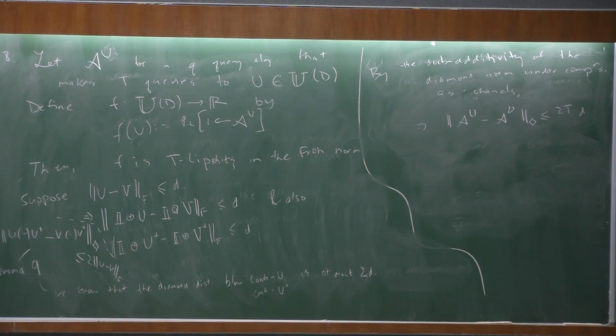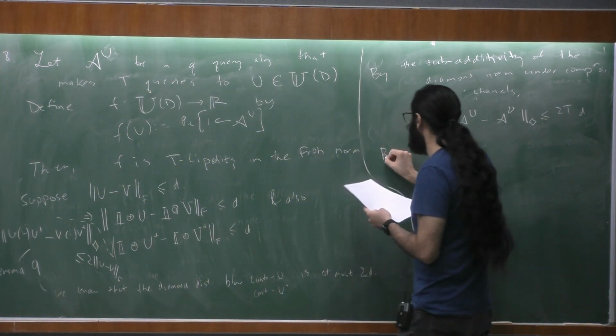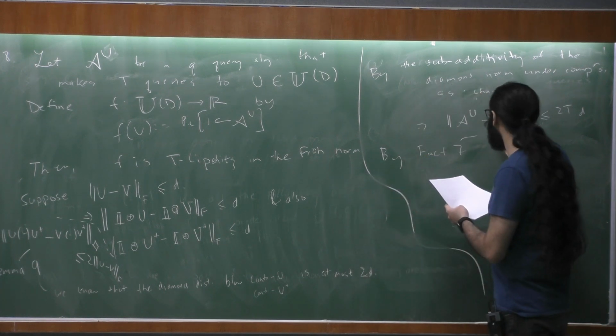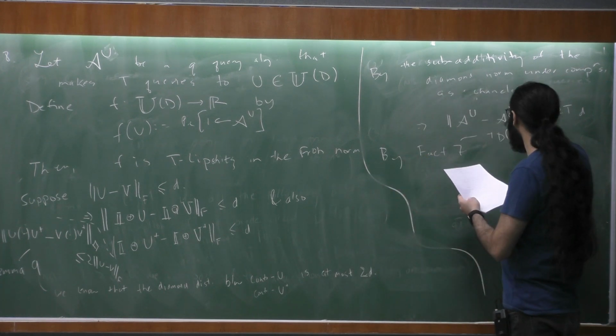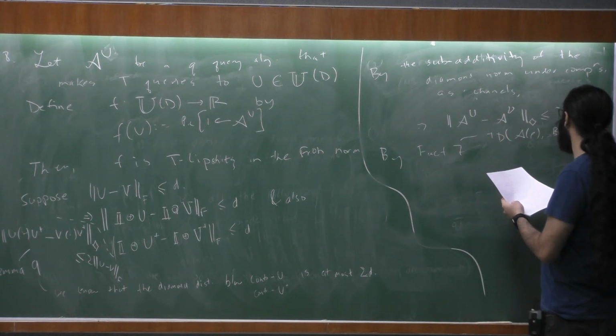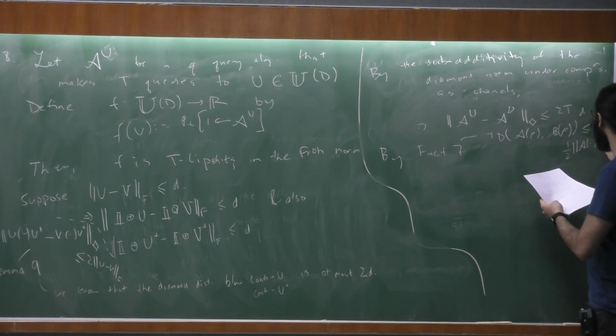Okay, and by fact 7, which was that the trace distance between A rho and B rho is at most half the diamond norm between A and B.